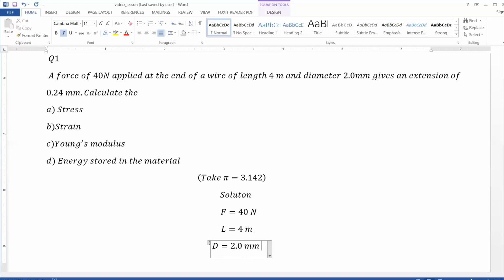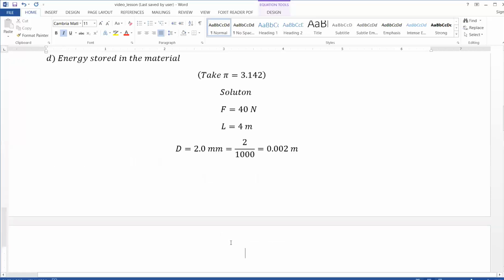millimeter. As usual, we like to work in SI units, so you divide it by 1000 to convert it to meter, and that will give us 0.002 meters. So that gives the diameter.